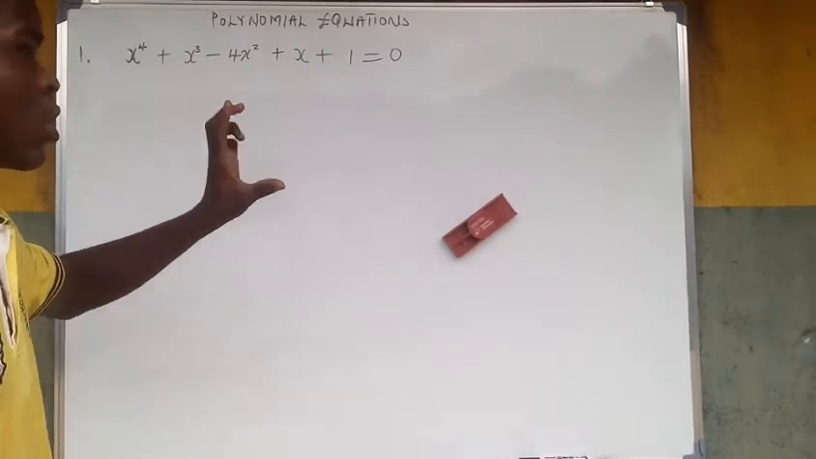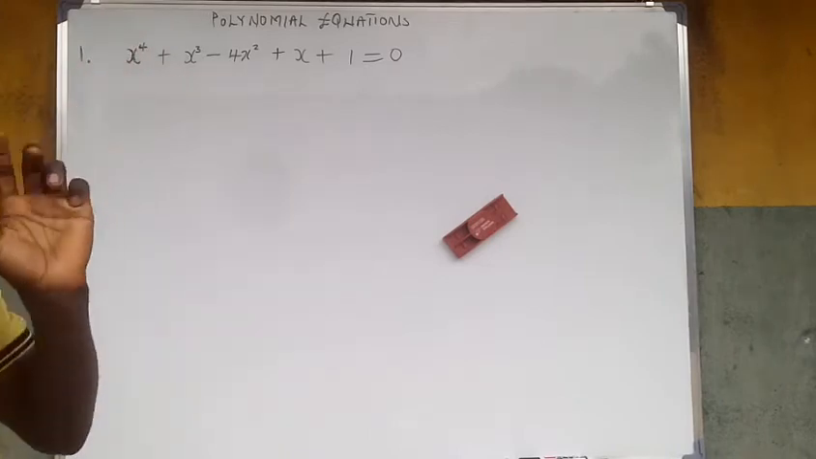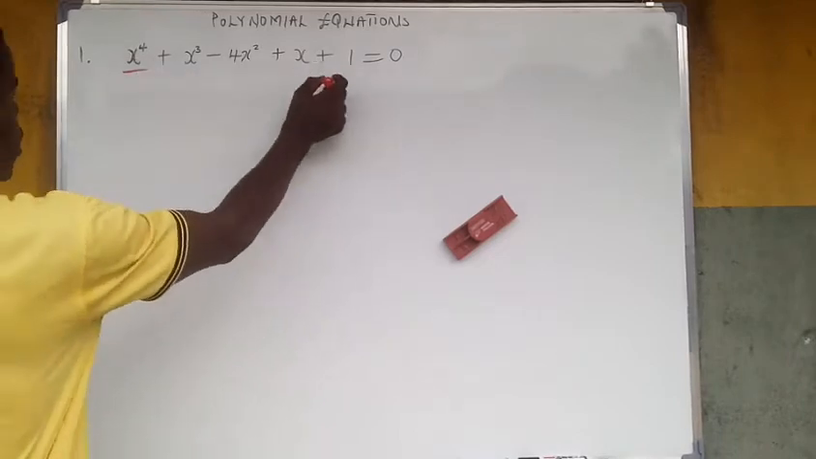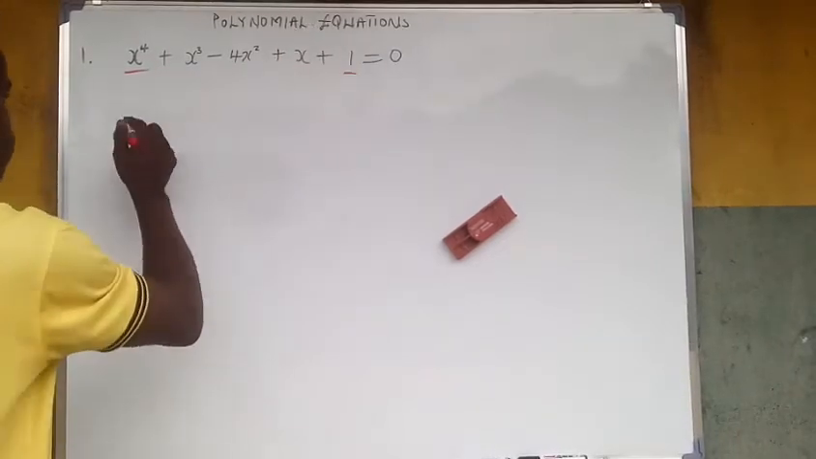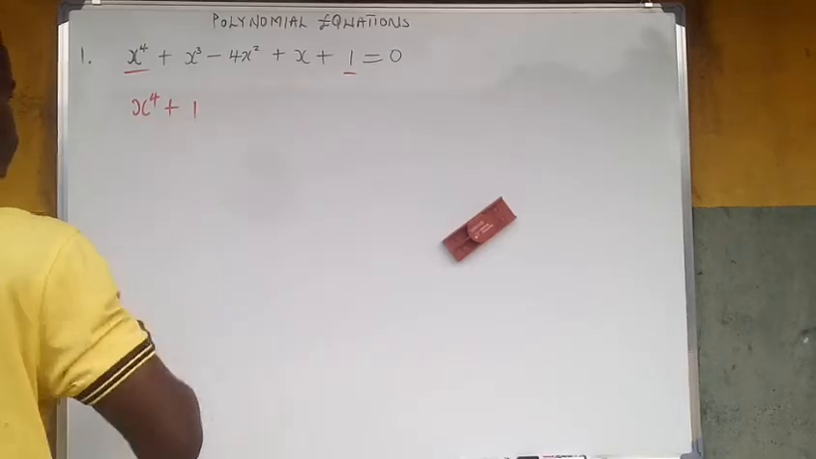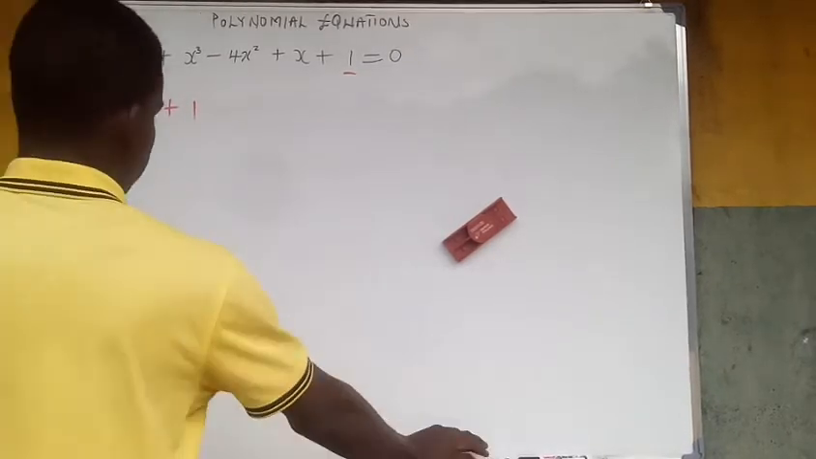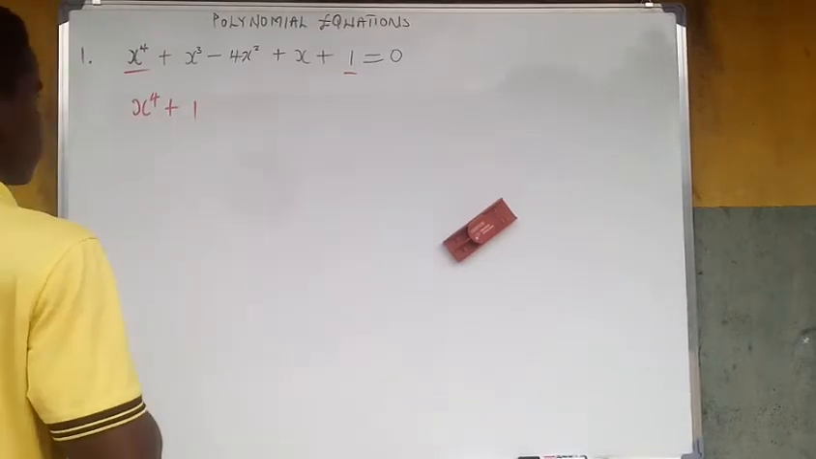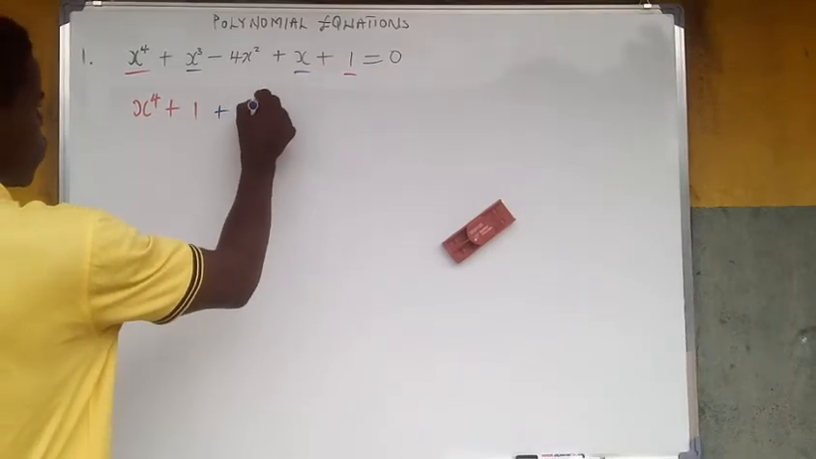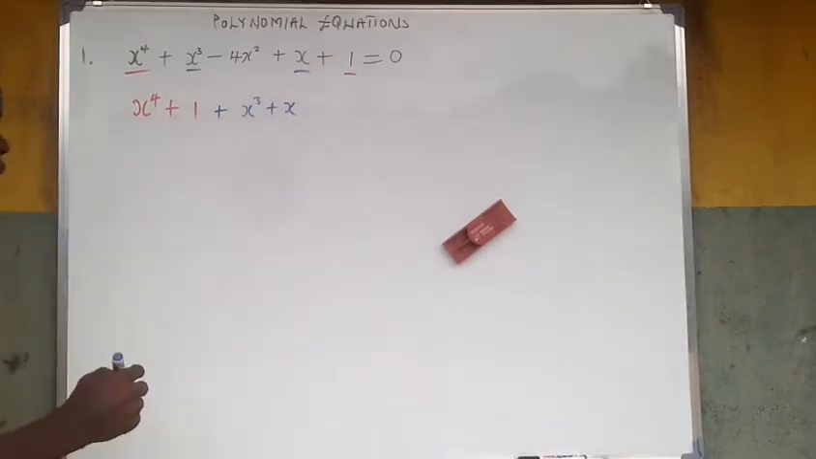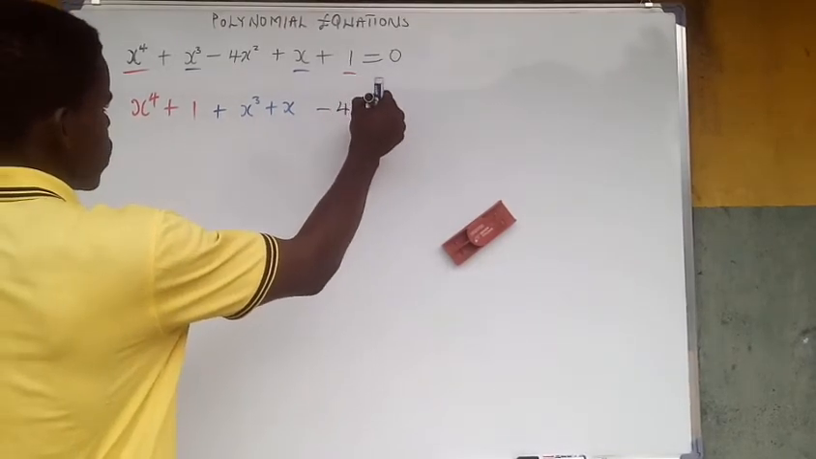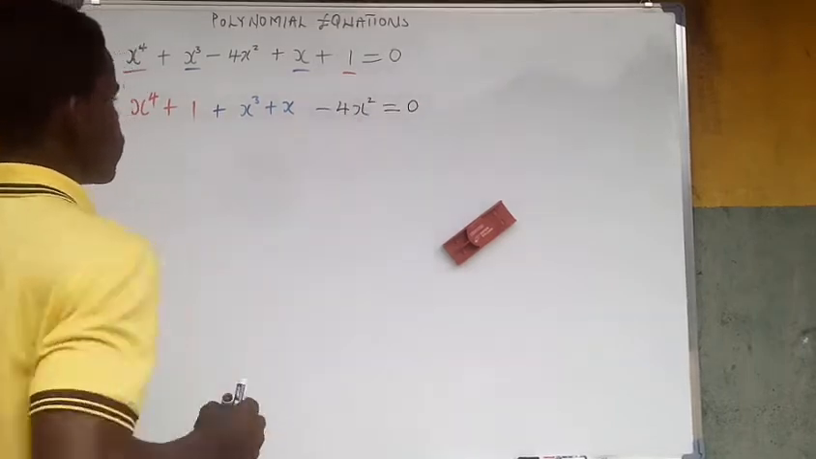We are going to group them such that the powers of x would be the same. Let's start here and here. The power of x here is 0, so that will be x to the power 4 plus 1. That's how we group it first. Next, we're going to take this and this, that should be plus x to the power 3 plus x. And lastly, the only one left is negative 4x squared is equal to 0.